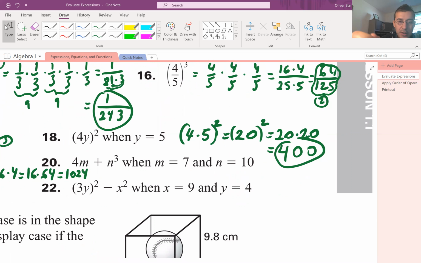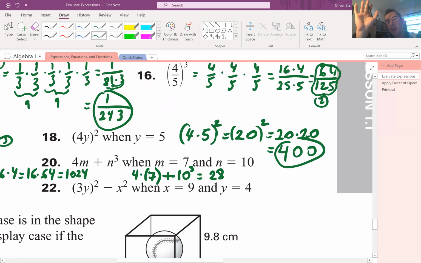20 is 4m plus n cubed. So 4 times m is 7 plus n is 10 cubed. Okay, so 4 times 7 is 28. Multiplication table. 4 times 7, 28. It should be like this. All right. And then plus 10 cubed. That's the same as 10 times 10 times 10. 1 times 1 times 1 is 1. And then how many zeros? There are 3 zeros. 1, 2, 3. Or that is 1028. Okay.